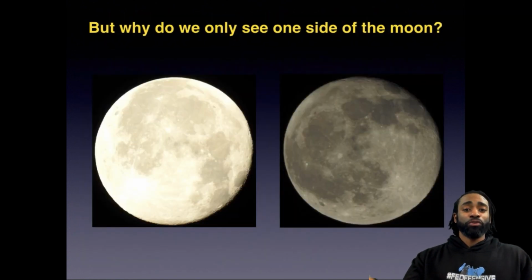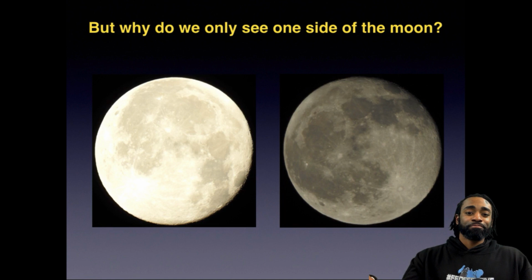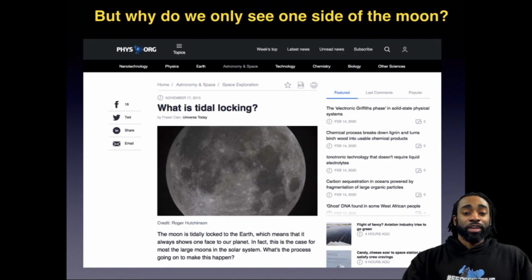But why do we only see one side of the moon? That's what we're gonna explore here real quick. And the answer is tidal locking, according to the globe model. And this is an article from phys.org because the globe model is all about physics. You got to understand physics if you want to understand the globe model, or how to debunk the globe model for sure. At least that's what they tell you.